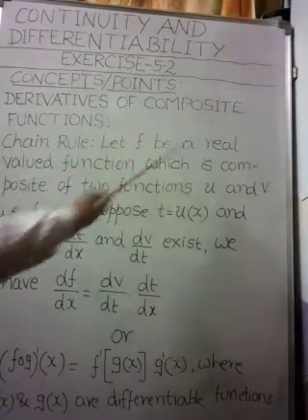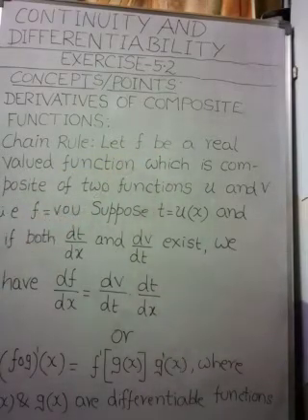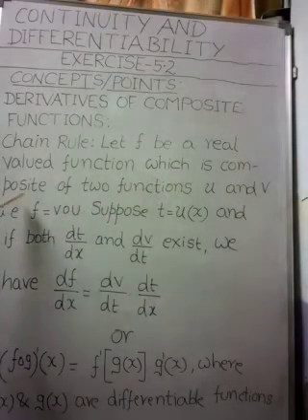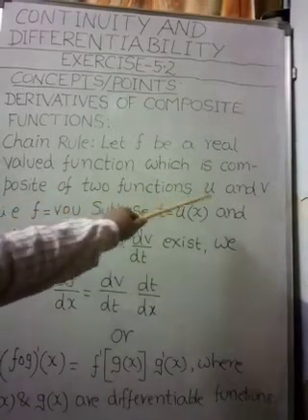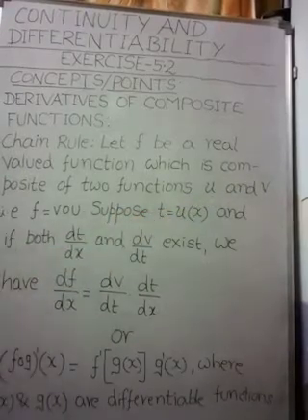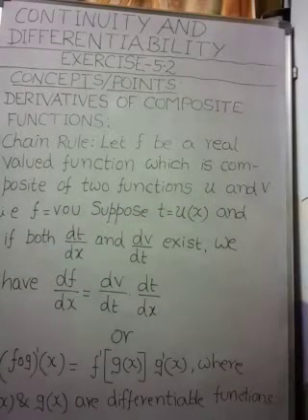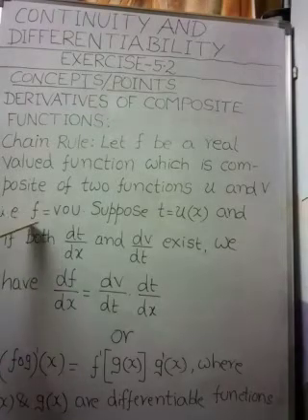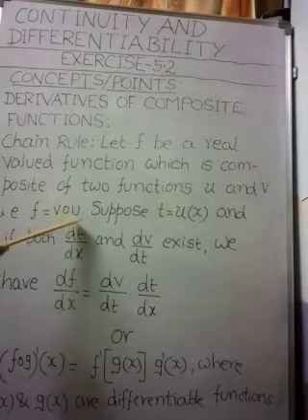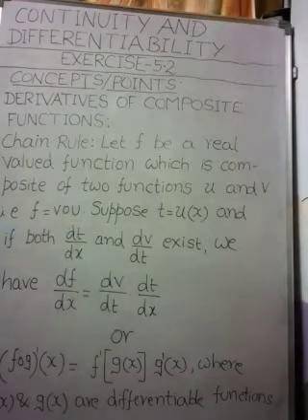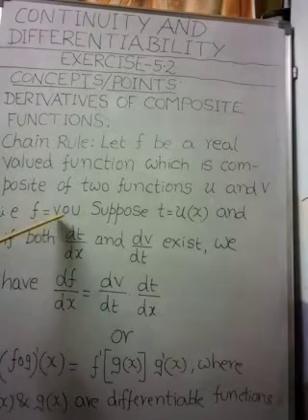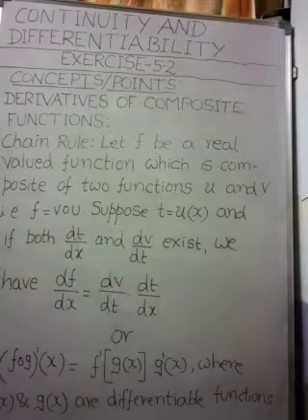Let f be a real valued function. Let us consider f is a real valued function which is a composite of two functions u and v. That is, f is equal to v circle u. In the functions chapter you have studied composition of two functions. Here also f is a composition of these two functions.